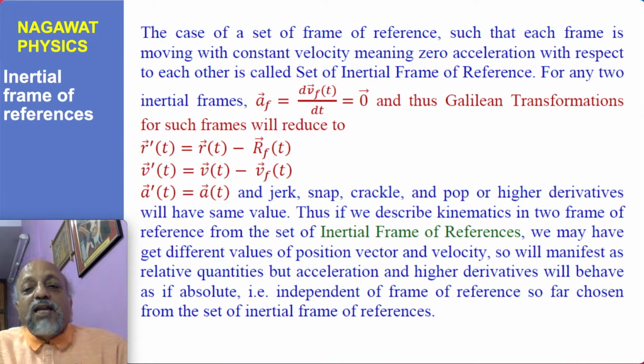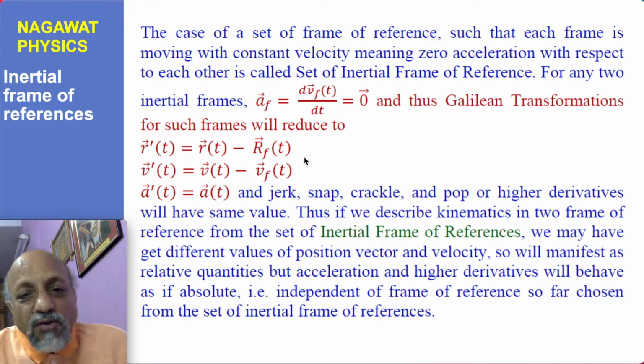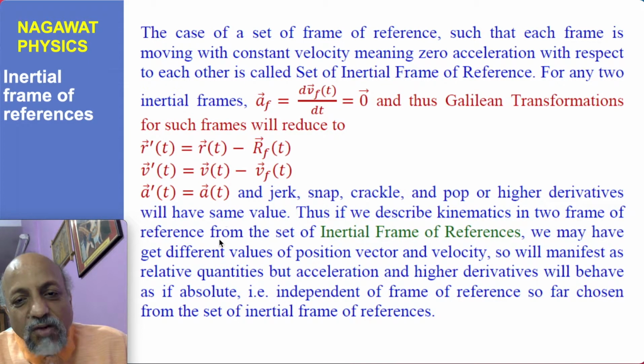So what we find is that for inertial frames of reference we have this particular simplicity: the position vector and velocity vector transformations are important, but all other higher derivatives will have the same value in all the inertial frames of reference. And if you know the position vector and velocity vector in one inertial frame of reference, you can compute them in the other frame by using this relationship. And for higher derivatives, since these are constants, they will have the same value in all inertial frames of reference.